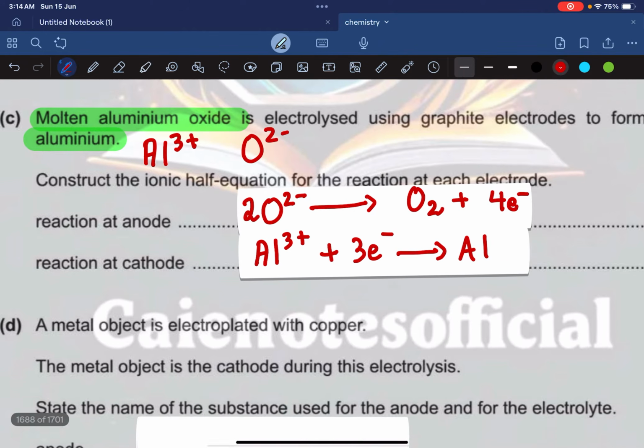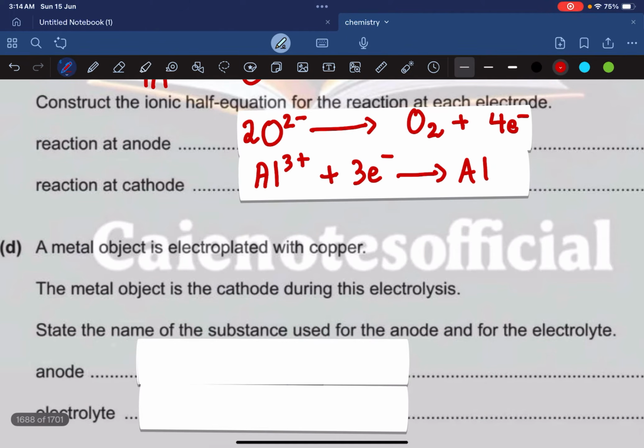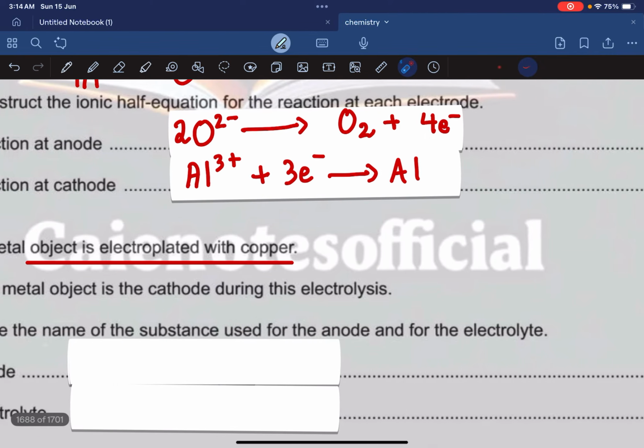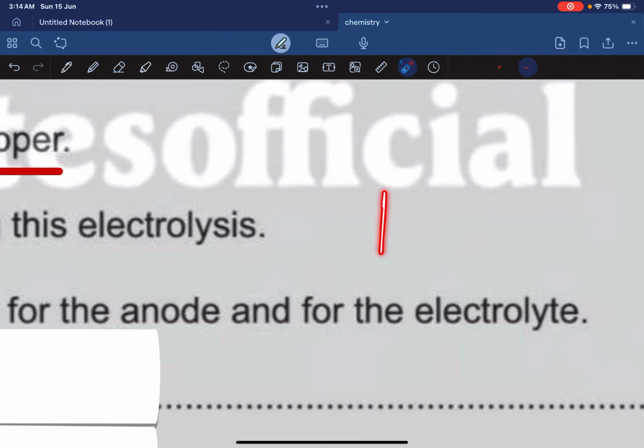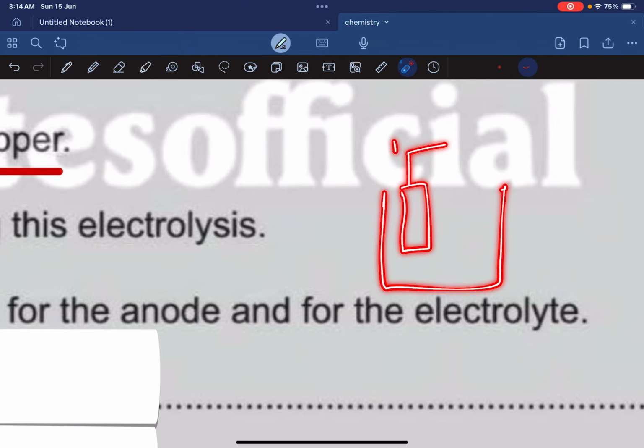Moving on. A metal object is electroplated with copper. We're electroplating. You should know, how do we do electroplating? You're going to take a cathode, which is going to be negative, and you're going to take an anode, which is positive. This is your anode. And at the cathode, you're going to put the object that's to be metal plated.